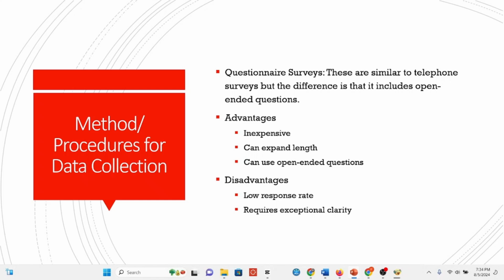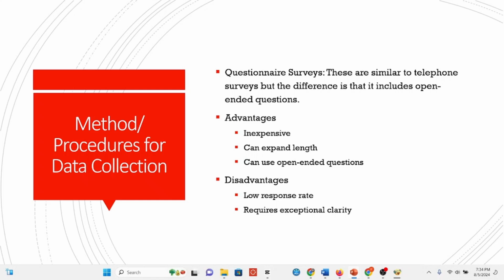Questionnaires can be distributed through various channels, such as mail, online platforms, or in person, making them versatile and accessible. Some of the advantages of questionnaire surveys are as follows. 1. Inexpensive. Questionnaire surveys are relatively low cost compared to other data collection methods. Printing, distributing, and processing questionnaires are often less expensive, especially when conducted online.